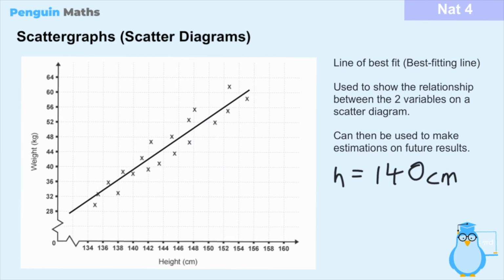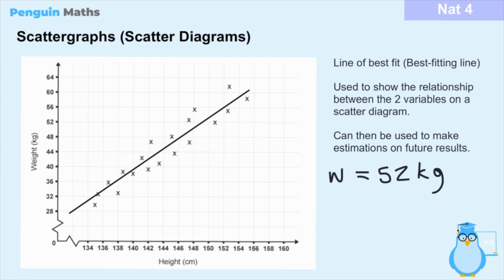So if the height of the student is 140 centimetres, what we can do is go onto this diagram and go up to the 140 mark on the best fitted line. And then what we can do is represent this on the other variable to get an estimation of what their weight would be. So on this line here, if we draw that over to the y-axis, or the weight variable, we can see that their weight is roughly below 40 kilograms. So we could say that their weight could be approximately equal to 39 kilograms.